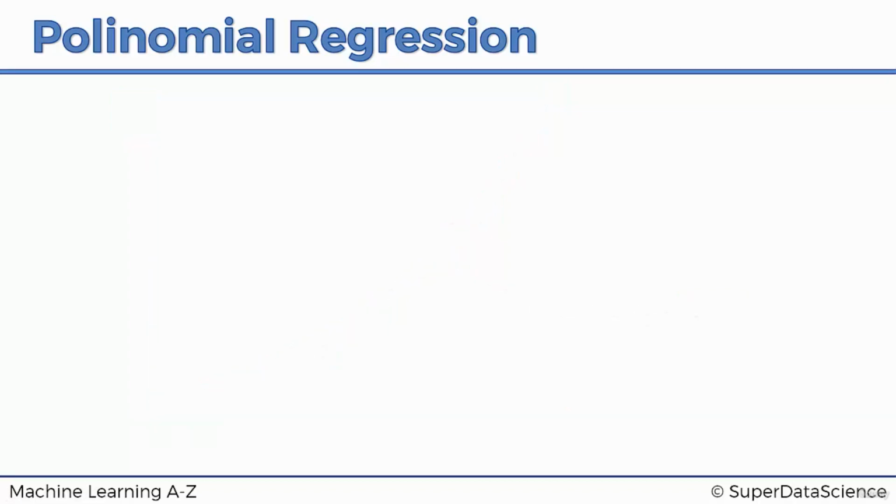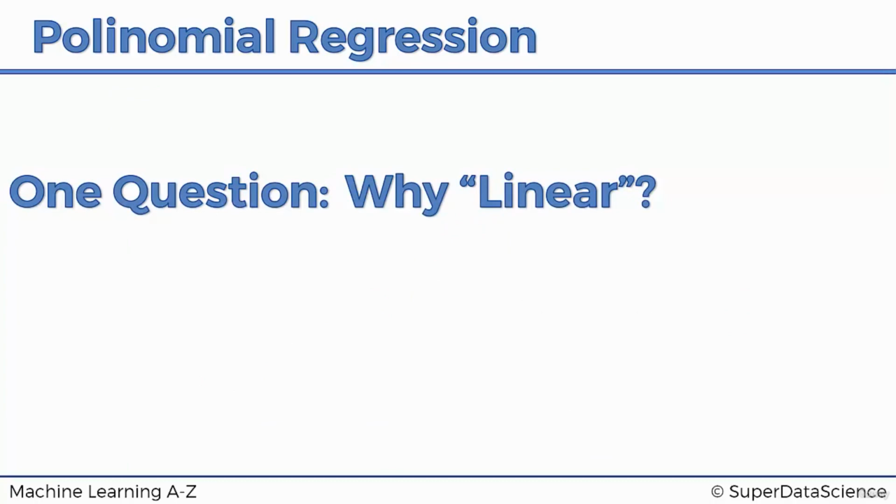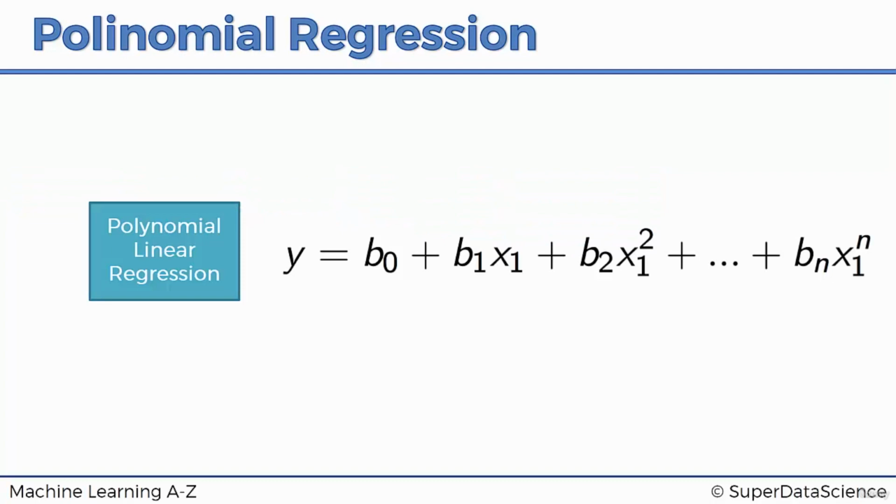And we have one final question left. The question is, why is it still called linear? We saw those different powers, squared, cubed, to the power of n, and so on. Why is it still called linear? And I'll show you what I mean. If you look on the left here, it says polynomial linear regression. So why is it still called a linear regression if it's a polynomial regression?